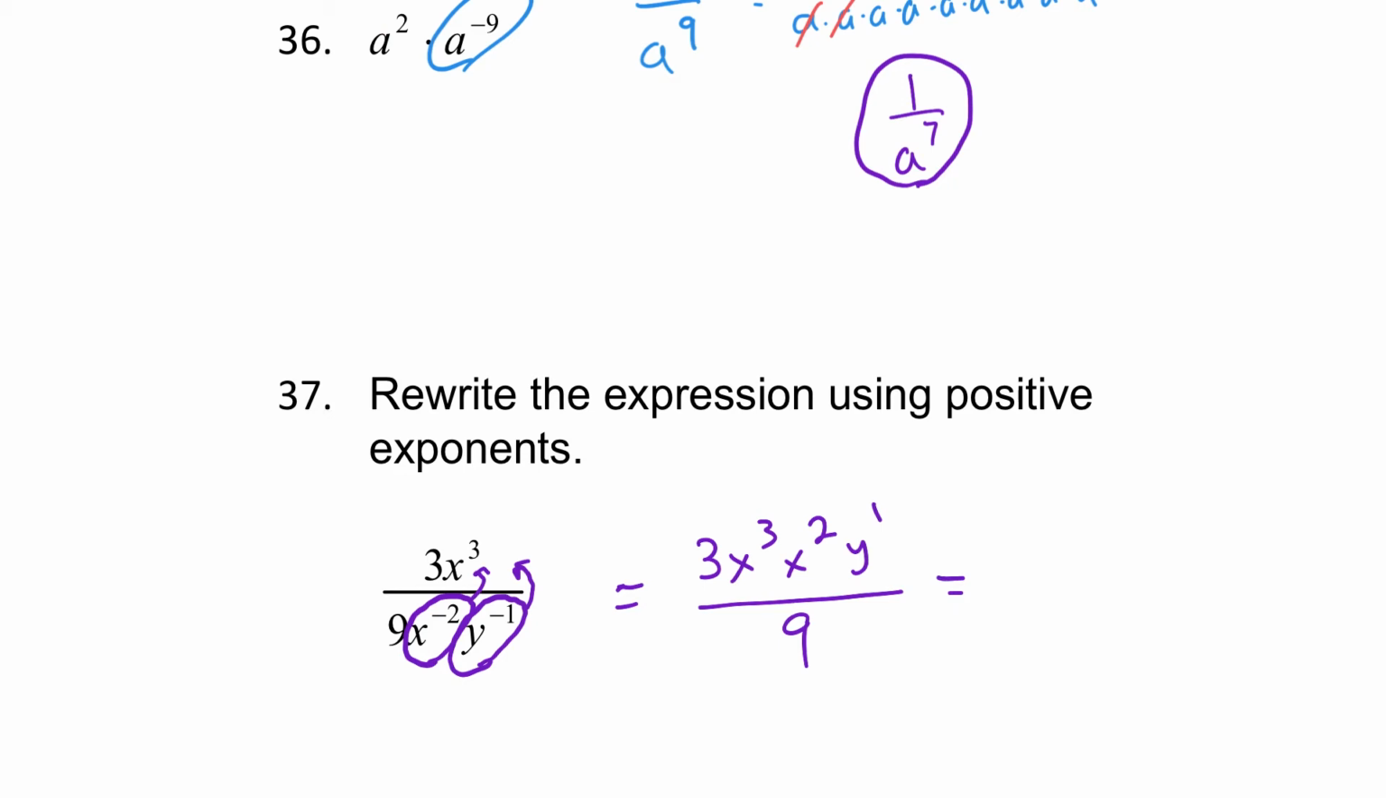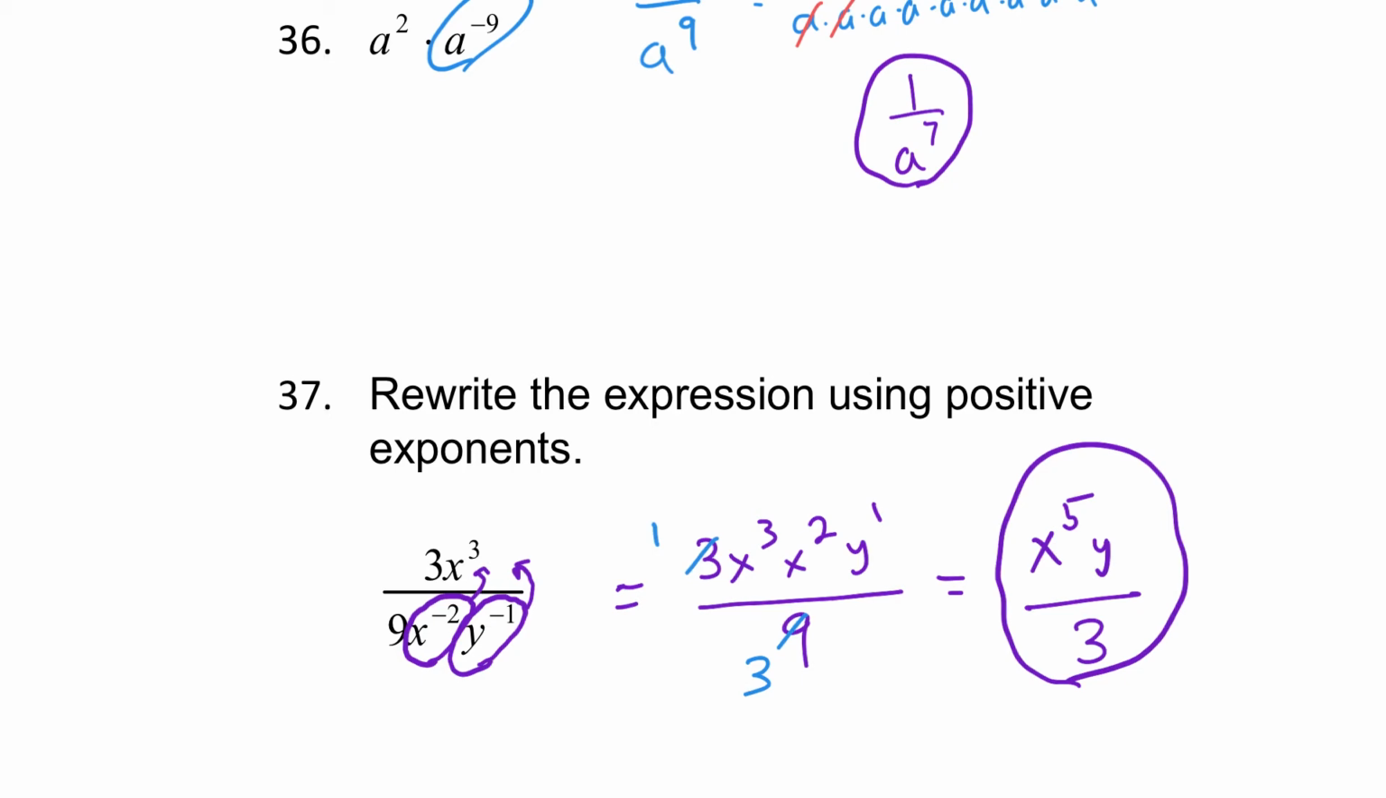So I can reduce the 3 over the 9. Check this out. That becomes a 1. That becomes a 3. And so I have no more coefficient in the numerator. But I have an x to the 3rd times x squared, which is x to the 5th. Y to the 1st, I can just leave it as y over 3. And that's as simple as I can make that. Each exponent only appears once. Everything else has been combined together. No more coefficients can be simplified. There we are. Simple as can be.